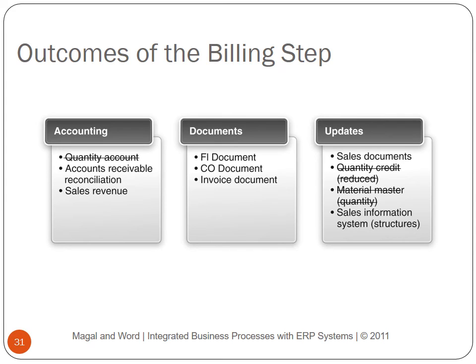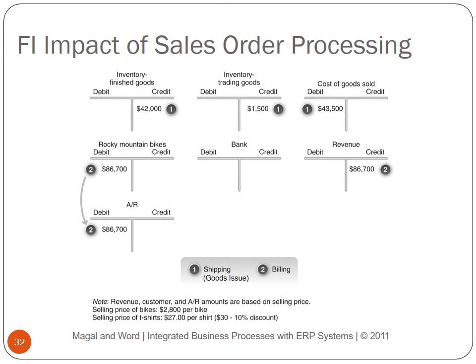The outcomes of billing include the posting of an entry to sales and accounts receivable, creation of documents like the FI, CO and invoice documents, and updates to the sales documents and the sales information system. These T accounts show the various entries being made as a consequence of a sales order processing. The impact of shipping or issuance of goods is denoted by the number 1, and billing is denoted by number 2. You may pause the video to study these entries to the T accounts in further detail.